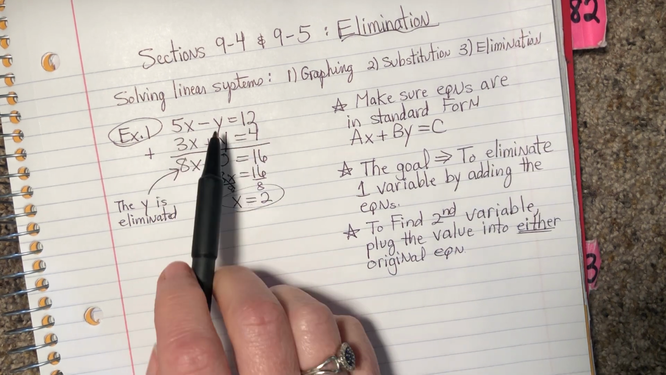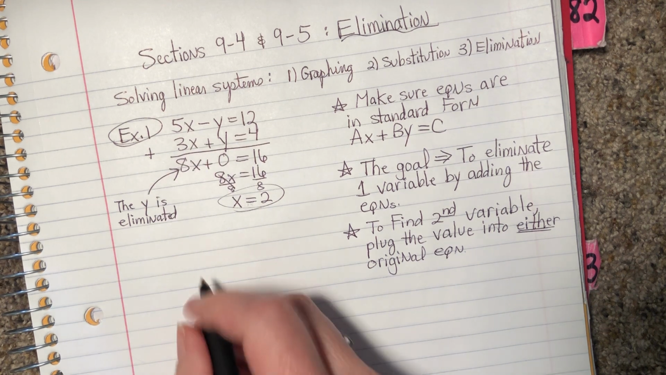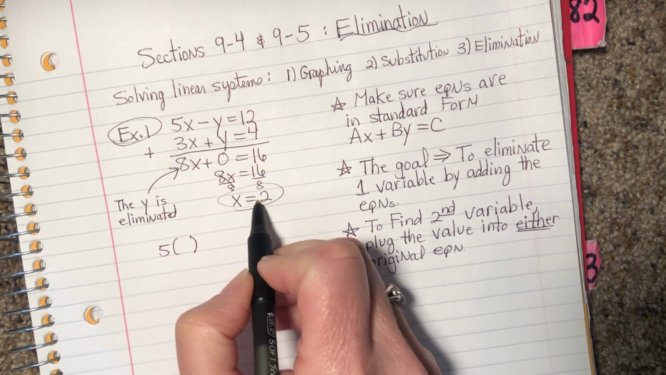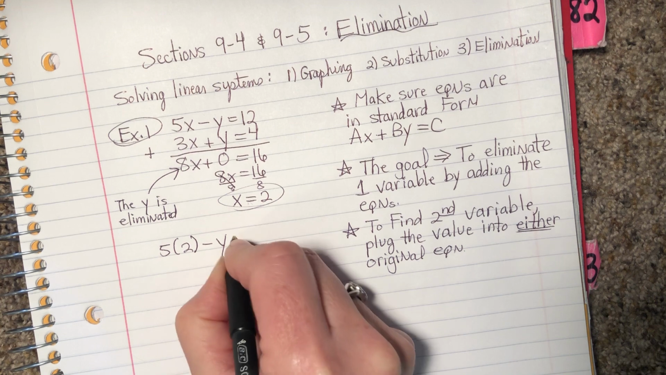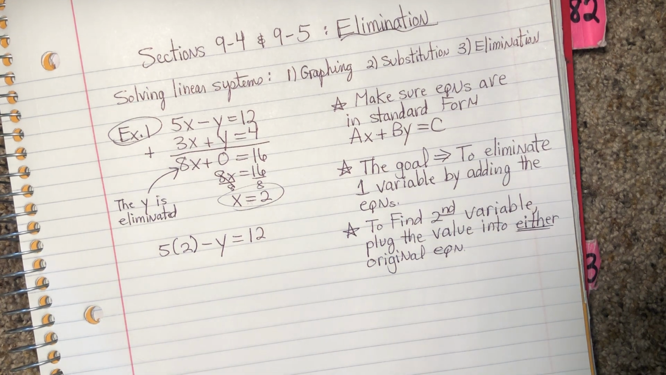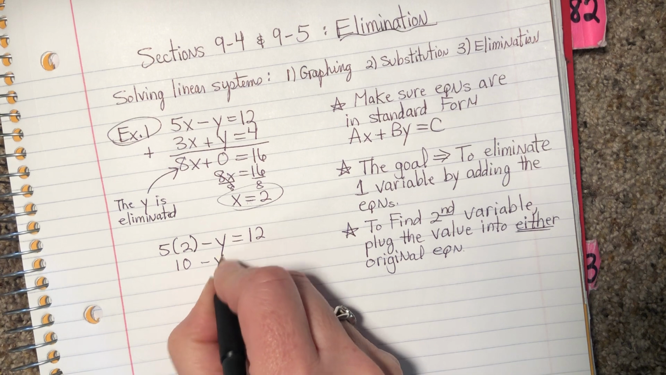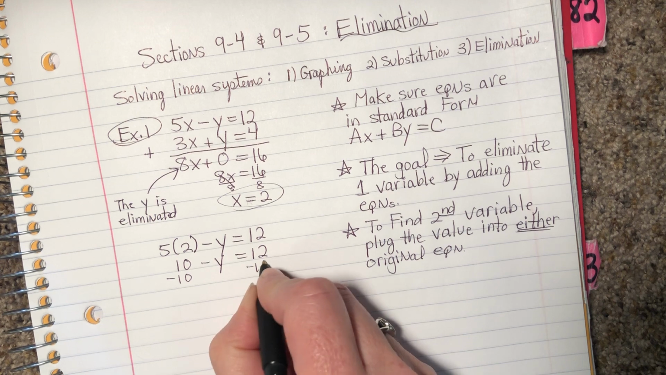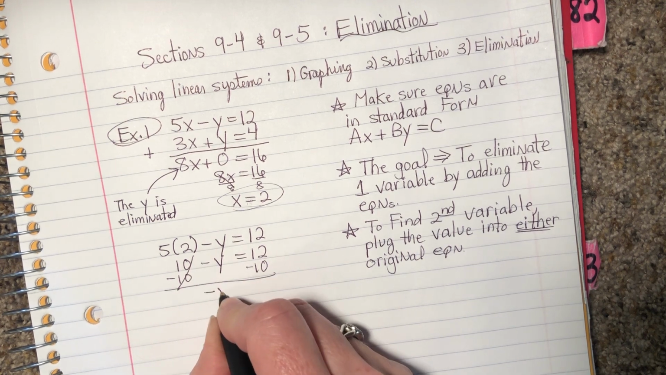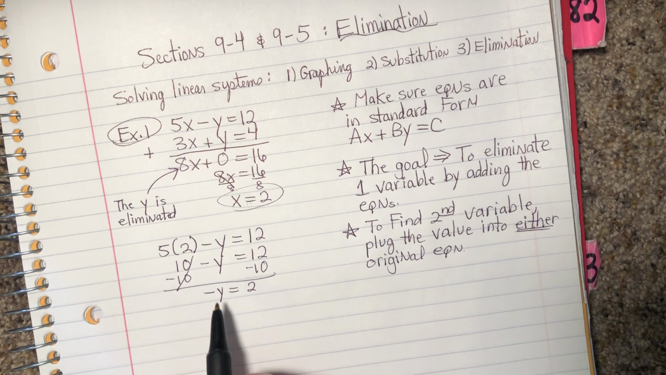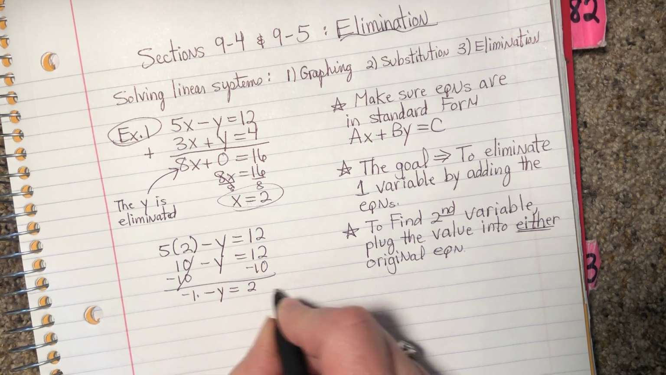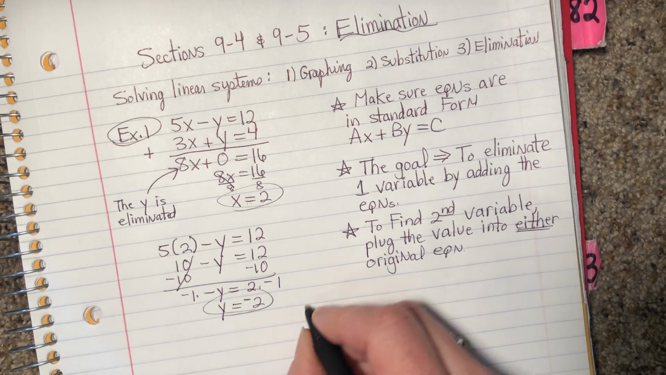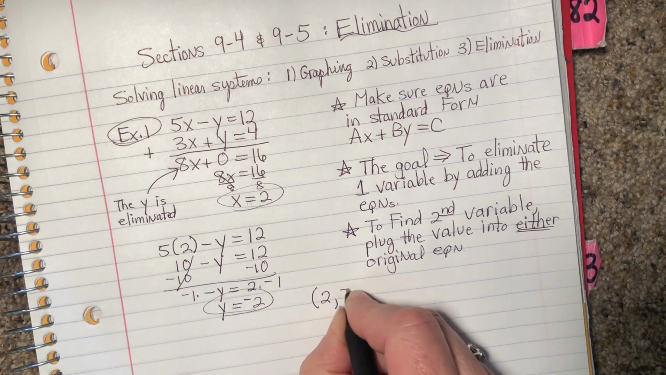Neither looks particularly easier than the other, so I'm just going to pick the first one. So 5, in place of the x, we put a 2, minus y equals 12. 10 minus y equals 12. We're solving for y, so minus 10, minus 10. Negative y equals 2. Now I have to multiply both sides by -1. So y equals -2. That makes my answer 2, -2.